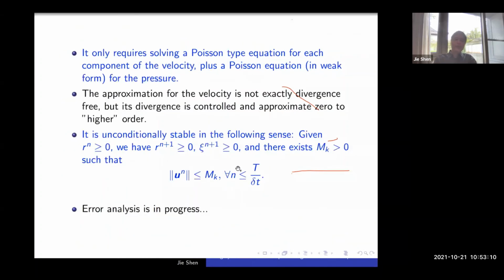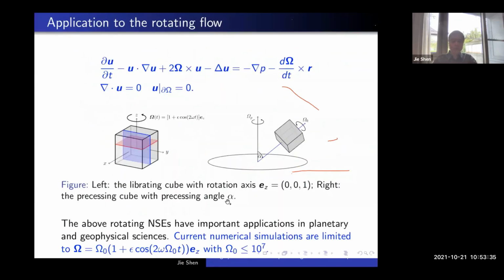For this scheme, you can also prove stability as before. The error analysis is a little bit more difficult because of the Dirichlet boundary conditions, so the error analysis is still in progress. But anyway, we have applied this scheme to solve a very complex rotating flow.